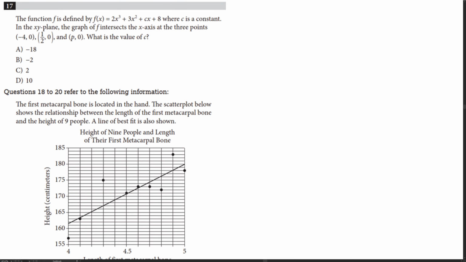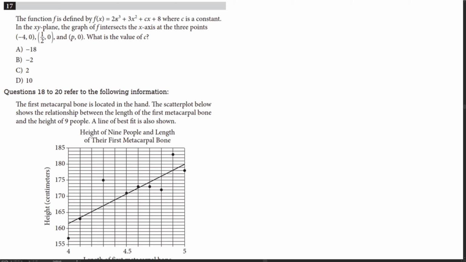The function f is defined by f of x is equal to 2x cubed plus 3x squared plus cx plus 8, where c is a constant. In the xy plane, the graph of f intersects the x-axis at 3 points, negative 4, 0, 1/2, 0, and p, 0. What is the value of c?